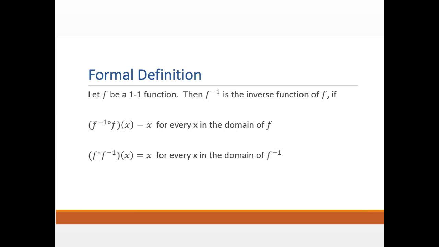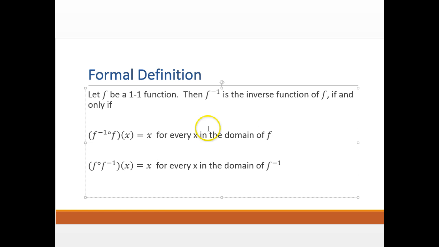A formal definition of an inverse function is used to prove something is an inverse. Let f be a one-to-one function, then f inverse is the inverse function of f if and only if f inverse composed with f of x equals x for every x in the domain of f, and f of f inverse of x equals x for every x in the domain of f inverse. This sounds like a lot, but it's fairly simple to do.